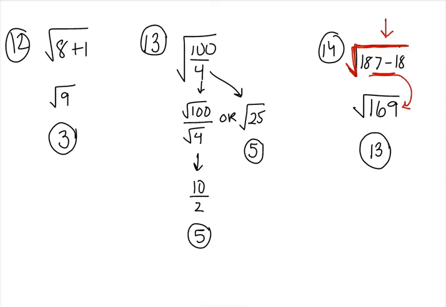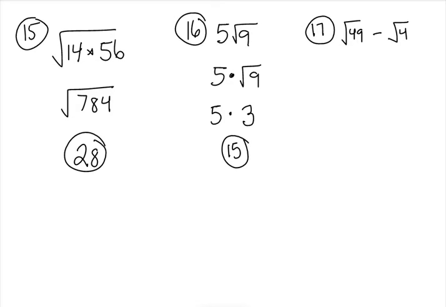Okay. Now, if we look at 17, this is actually a different situation happening because 49 is under one radical, and 4 is under a separate one. So we need to handle each of these radicals or square roots on their own. So square root of 49 is 7. Square root of 4 is 2. 7 minus 2 is 5. Okay, so you have to be very careful to make sure you're understanding what the problem is asking you to do.